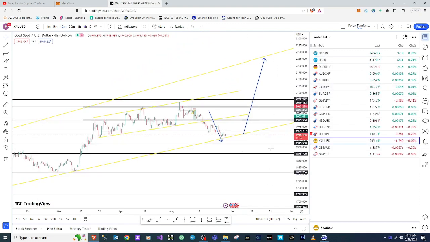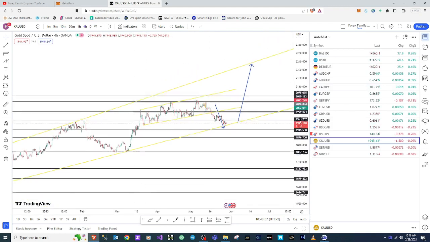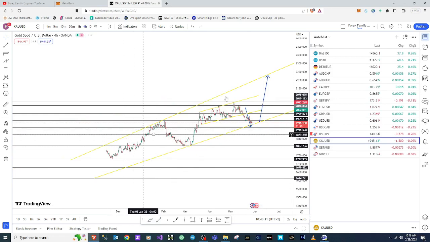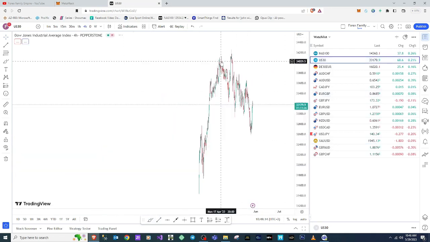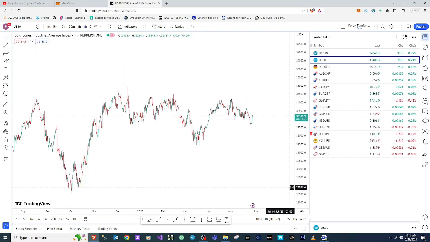But without wasting any more time, guys, let's jump into the chart and see what exactly we're going to be catching this week when it comes to the market, guys. So this is gold. I'm going to start by analyzing US30. What I'm going to be doing is I'm going to remove all the drawings and start analyzing US30 from scratch, guys.